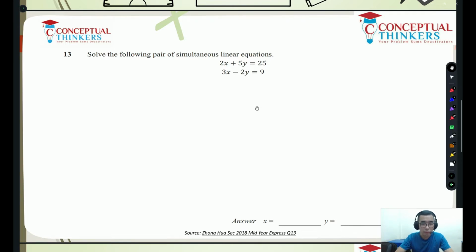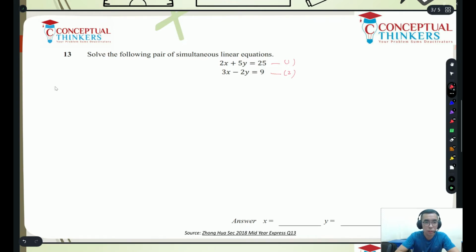So let's start. First, what you need to do is some naming. I'm going to name the first equation as equation 1, then the second equation as equation 2. Next, I'm going to make some changes to my equation. Let's look at equation 1. I'm going to multiply by 3. The objective is to make the coefficient of x equal for the 2 equations. If you look at the 2 equations, one is 2 and one is 3, so the common multiple in this case will be 6.